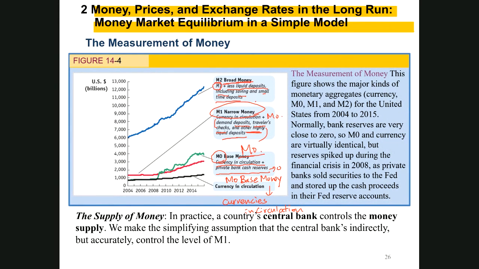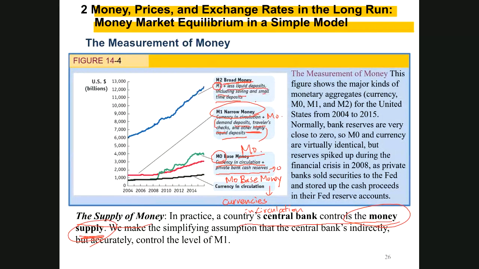Okay, the supply of money: in practice, a country's central bank controls the money supply. One of the central bank's responsibilities is to print money or to sell bonds to the market. If they sell bonds to the market, they can collect the money back. But if they buy bonds from the market, that means they put their bills into the market, right? So one of the central bank's responsibilities is to control the money supply.